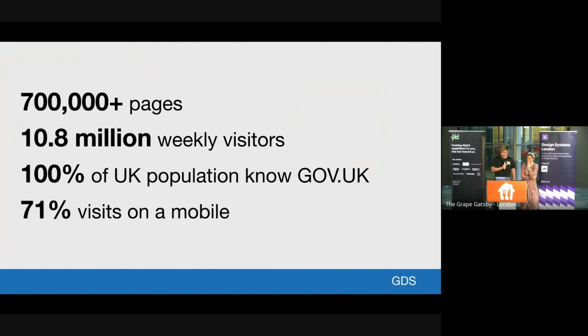It's not always a good thing, but we do know that 76% of people asked trust that information on GOV.UK is accurate and reliable. It's a large site. It's got 700,000 plus pages, 10.8 million weekly visitors. And for those of you keeping track on mobile adoption, 71% of our visits come from mobile.